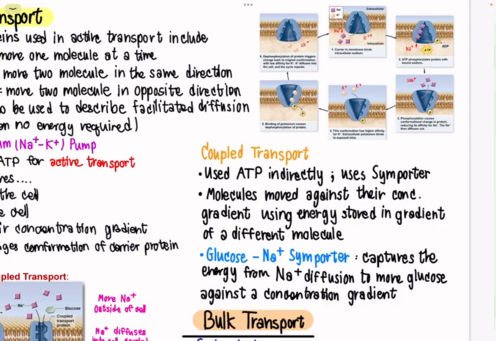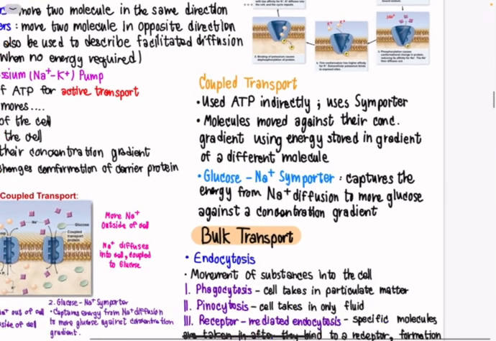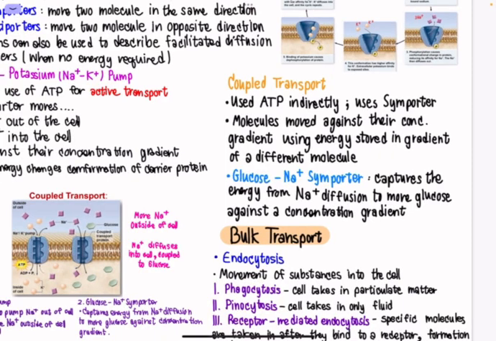Coupled transport uses ATP indirectly. It uses a symporter. Molecules move against their concentration gradients using energy stored in gradients of different molecules. The glucose-sodium symporter captures the energy from sodium diffusion to move glucose against a concentration gradient.